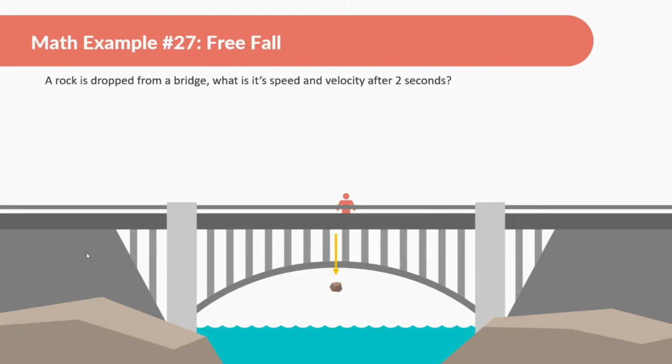Okay, let's look at this math example. A rock is dropped from a bridge. What is its speed and velocity after 2 seconds? Okay, so again, we want to be underlining key pieces of information.